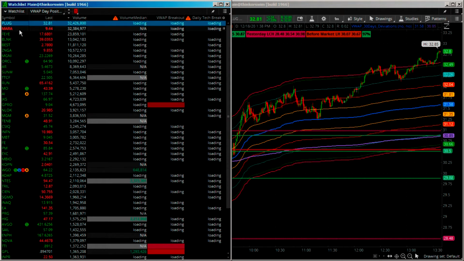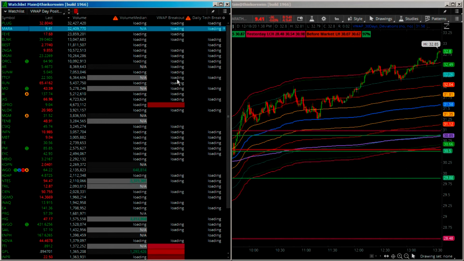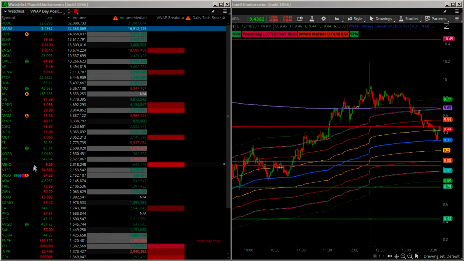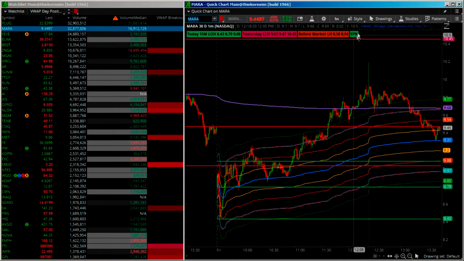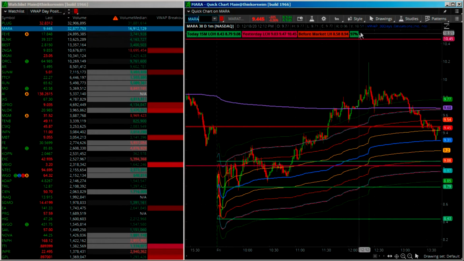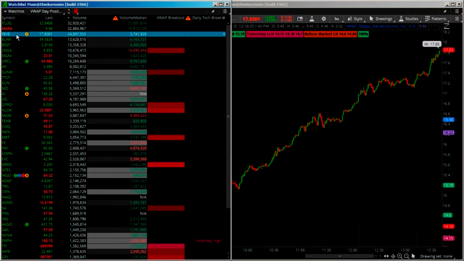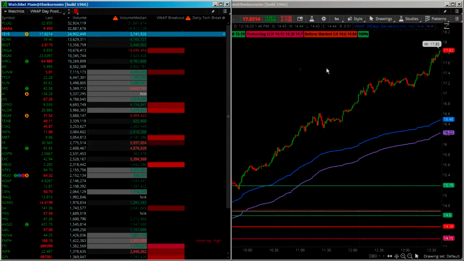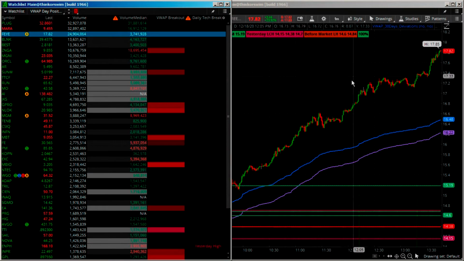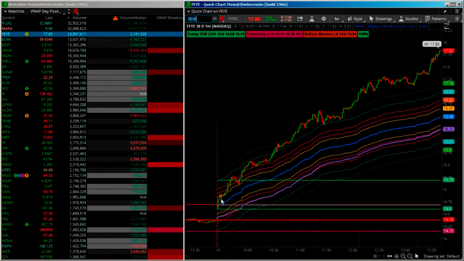We can check and look at a few macro over here. This shows you everything that is currently above VWAP for 95% of the day. Here is MARA as a sample at 97%. On the top right, there's a small indicator that tells you 97. I go down the list. FEYE is 100% above VWAP, and if we look at the chart, it started above VWAP the whole day.